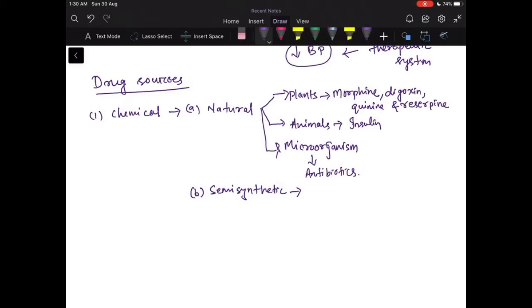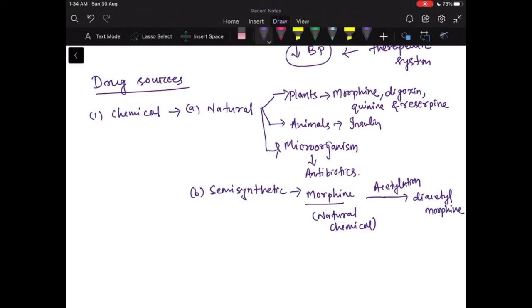Okay, and what are the examples? Now, morphine, and this is the natural chemical. And we just do acetylation, and after that we will get diacetyl morphine, which is semi-synthetic in nature.